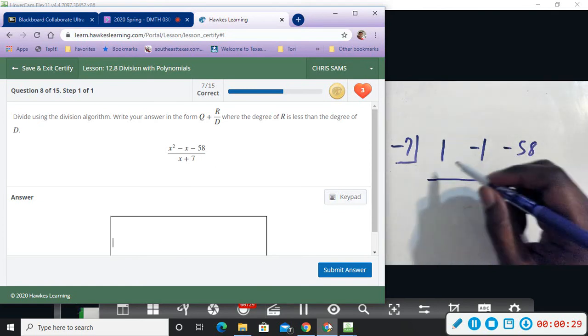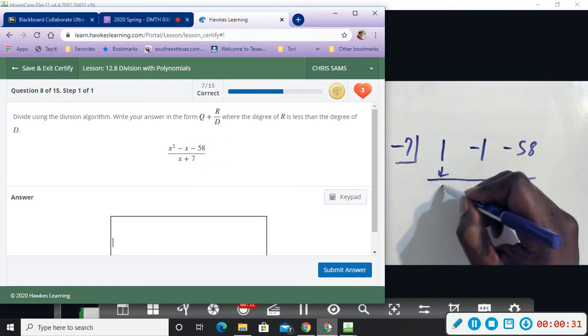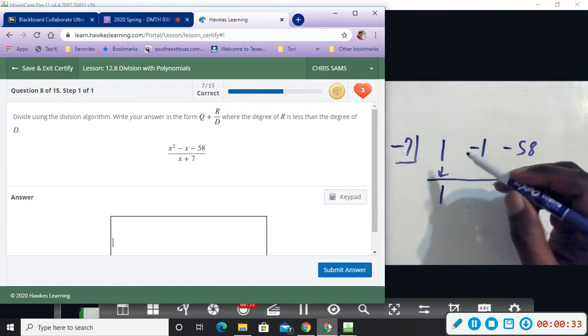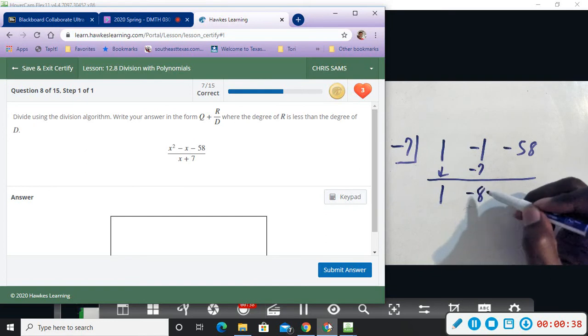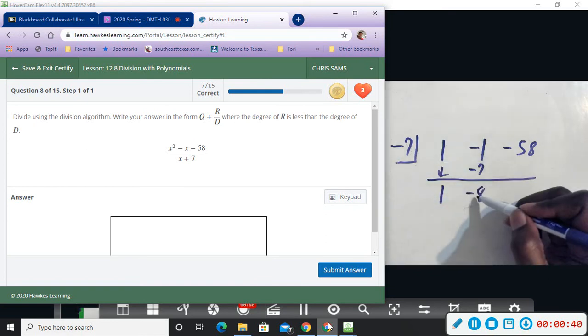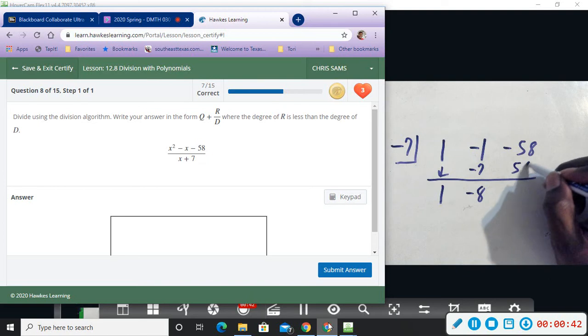Alright, and then we bring the first number straight down, multiply, we get a negative 7. We add these, we get a negative 8. And then negative 7, negative 8 gives us a positive 56. And we get a negative 2.